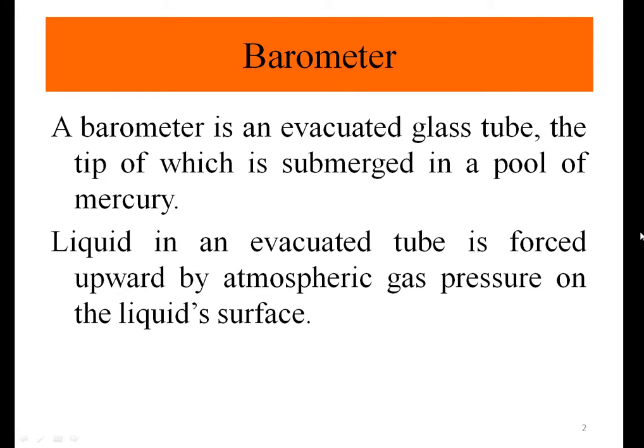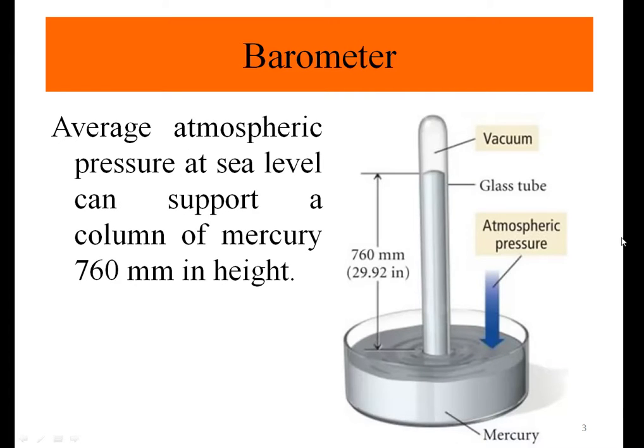A barometer is an evacuated glass tube, the tip of which is submerged in a pool of mercury, and liquid in an evacuated tube is forced upward by atmospheric gas pressure on the liquid surface, as you see here. So we have this glass tube. Here we have gas pressure, and the height of this liquid, which is mercury, shows the pressure of this gas here.